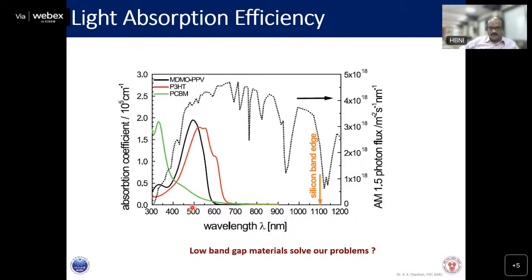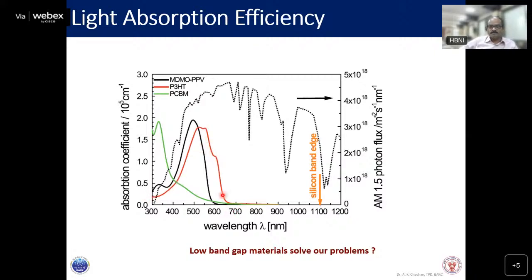Suppose the wavelength is above 500 nanometer, or say in case of silicon it was 1100. Up to this it was totally passed, and below this it was totally absorbed. But that is not the case for an organic semiconductor. In organic semiconductors, we have such kind of peaks.